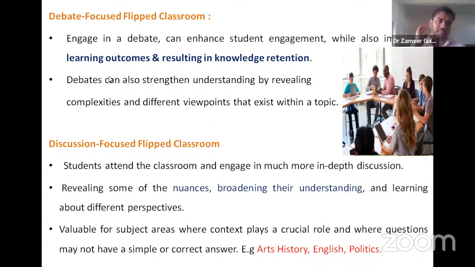What will happen with this debate-focused flipped classroom? Understanding of a particular topic will be more. Those students who are participating in that debate, okay, they'll have more knowledge about that viewpoint. Because when 10 people will be talking about the same thing 10 times in a different way, the knowledge will expand. Whatever view they have before the debate and after the debate, surely it will change. So these are the benefits of the debate-focused flipped classroom.